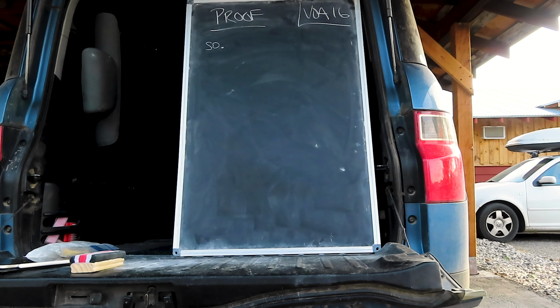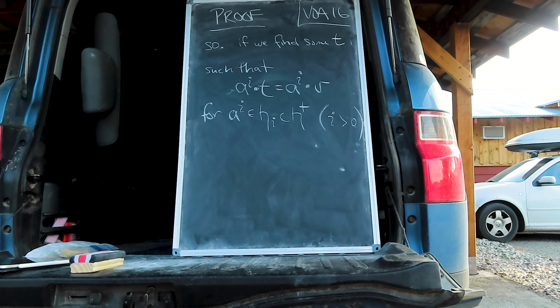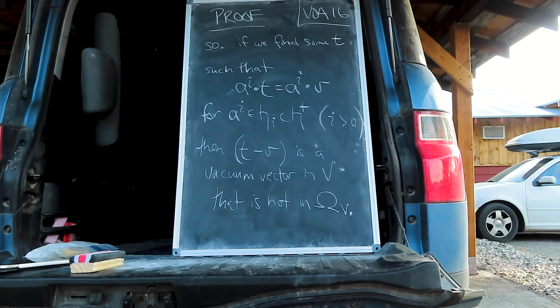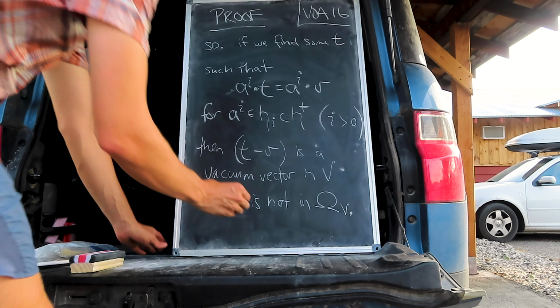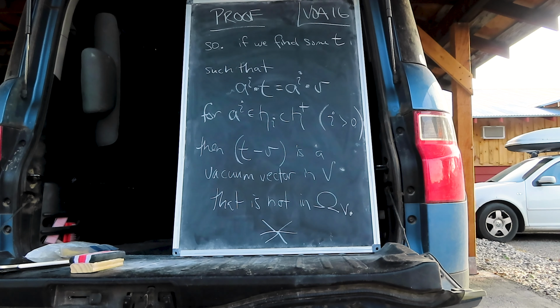Okay, so here's where things get a little technical. If we can find some vector t in the image of phi, such that the action of basis elements a_i from H plus on t equals the action of those elements on v, we can form the linear combination in V, t minus v, which again is not in the image of phi. t minus v is, by construction, annihilated by all operators A in H plus, and is therefore a vacuum vector of V, which is not in the vacuum of V, i.e. omega V.